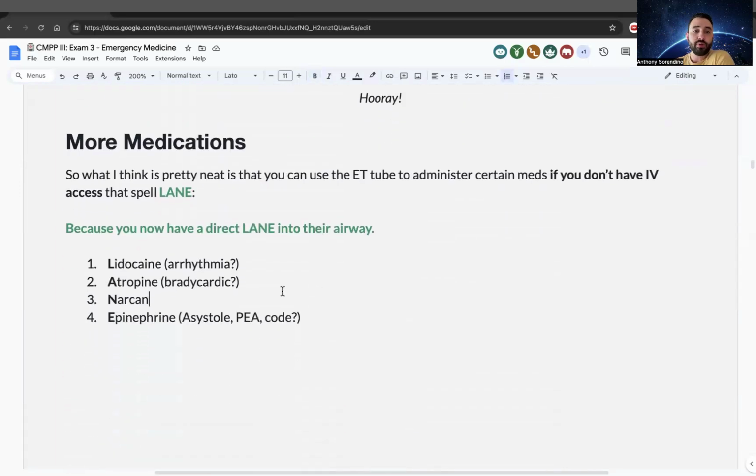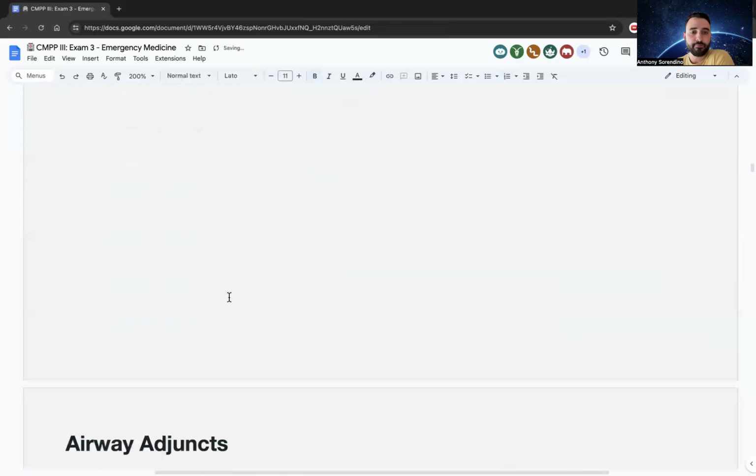Once you have an ET tube in, you can administer medications. I thought this was pretty cool. This spells LANE. So you could do lidocaine, so think about if they're in some type of dysrhythmia, atropine if they're bradycardic, unless you don't want to give that for hypothermia, right? That's not going to work for hypothermia. You could do Narcan and then you could do epinephrine. So just think about situations where you might have to administer those.